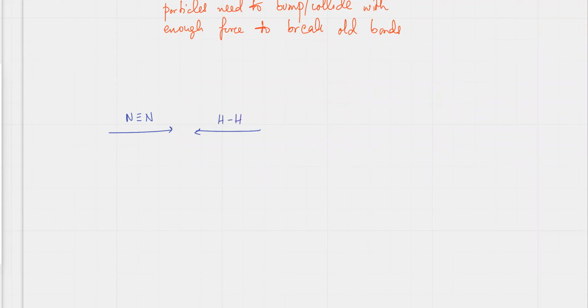So what a catalyst does is, a catalyst makes it easy to break the old bonds. This is the bond that's stopping the reaction from happening. It's very hard to actually break this bond. So a catalyst makes it easy to break your old bonds. So in a way, it lowers the activation energy.